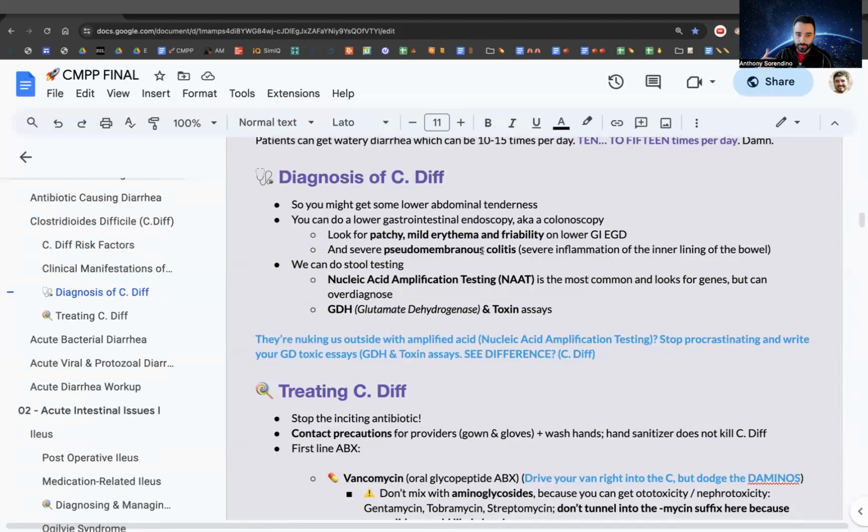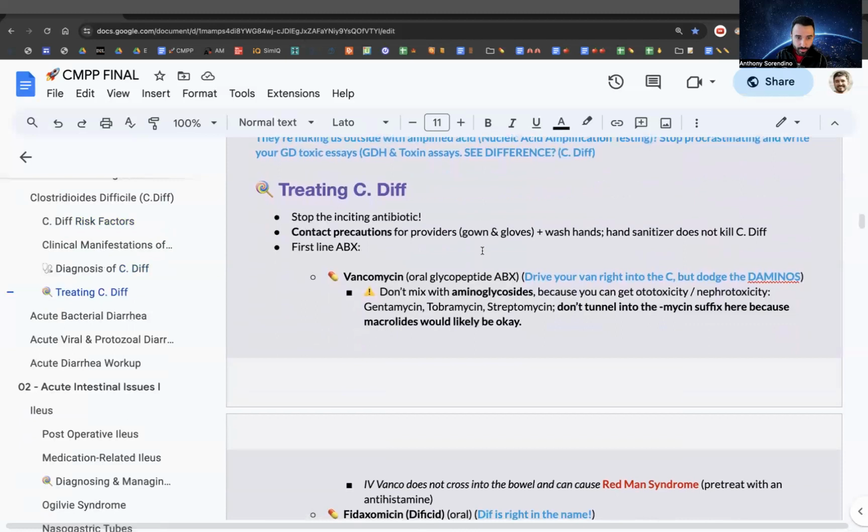Can also do stool testing, nucleic acid amplification testing, or NAAT. It's going to be the most common. It's going to look for genes, but it can also overdiagnose. You can also do a GDH, which is a glutamate dehydrogenase, and toxin assays. I have this random thing here. So you're inside, you're in class, they're nuking us outside with this amplified acid. That's nucleic acid amplification testing. Who cares? Stop procrastinating and write your GD toxic essays. So that's your GDH and toxin assays. And then, you know, see the difference.